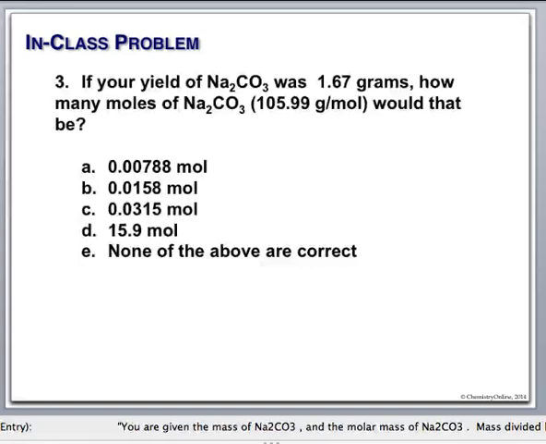If our yield of carbonate was 1.6 grams, how many moles of carbonate would that represent? Now again, this is the calculation that you did in lab. Remember, you weighed the difference in your beakers, and the beaker was a certain number of grams of sodium carbonate.